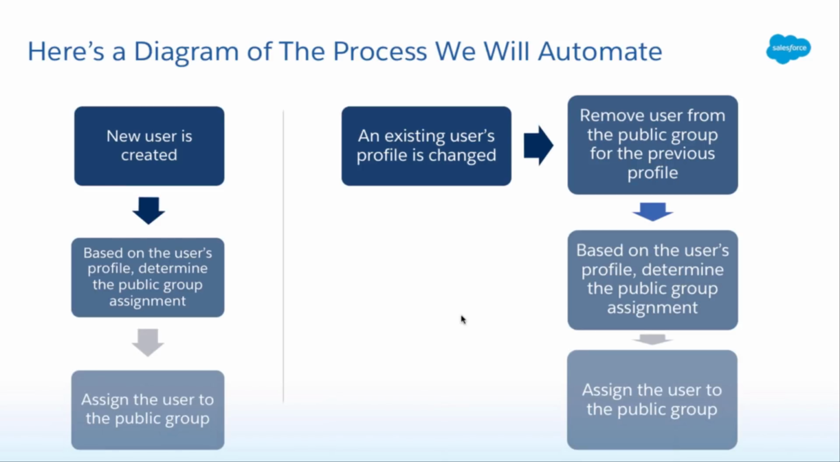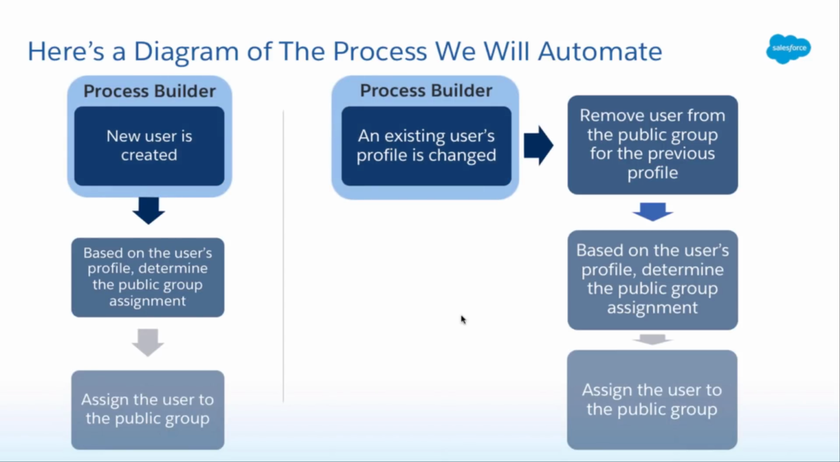The other process over to the right is when there's an existing user and that user's profile has changed. Then what we want to do is remove the user from the public group that was associated with the previous profile, right? We don't want to give that person access still. And then, based on the user's new profile, we're going to determine which public group that person should be assigned to, and then lastly, assign the user to the public group. So the first two steps, user created, user's profile changed, will be handled via Process Builder. And the rest of the steps will be handled via Flow.